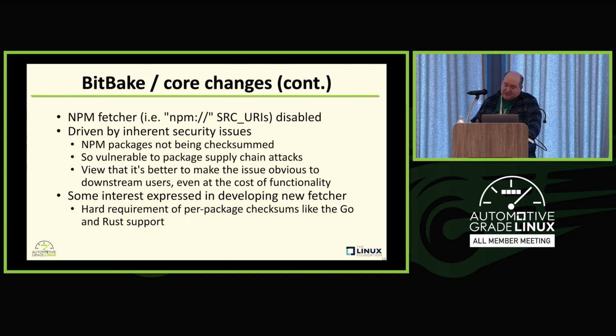There has been discussion about building a new fetcher. I'm not sure if it would get backported to Wrynose if it happens, maybe. But it would absolutely have to have per-package checksums, the way the Go and Rust support in Yocto works today. So that's complicated enough. I suspect it's not going to show up tomorrow. It's going to be several months before someone pops up with a new fetcher.